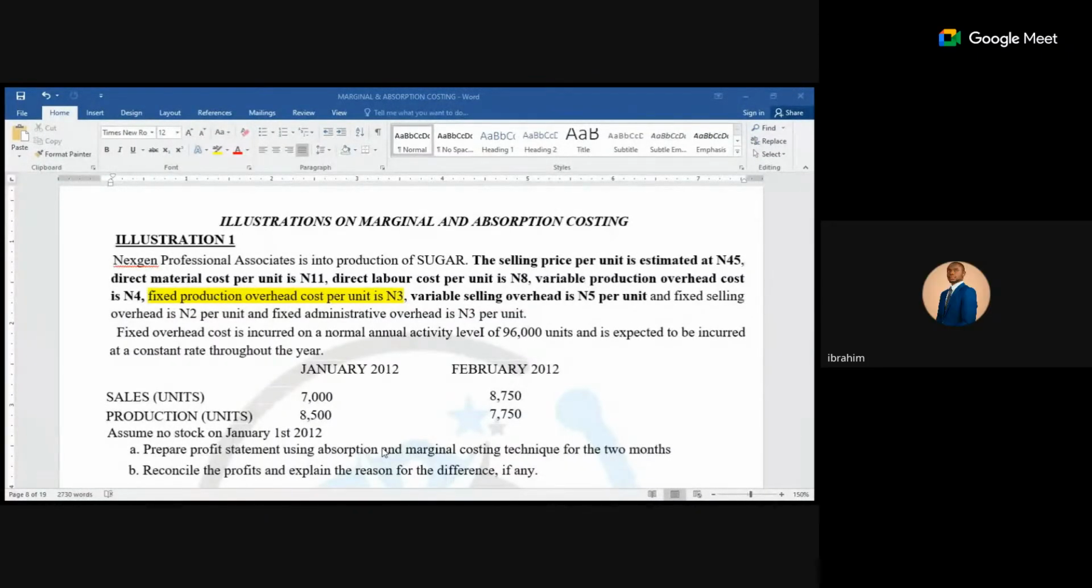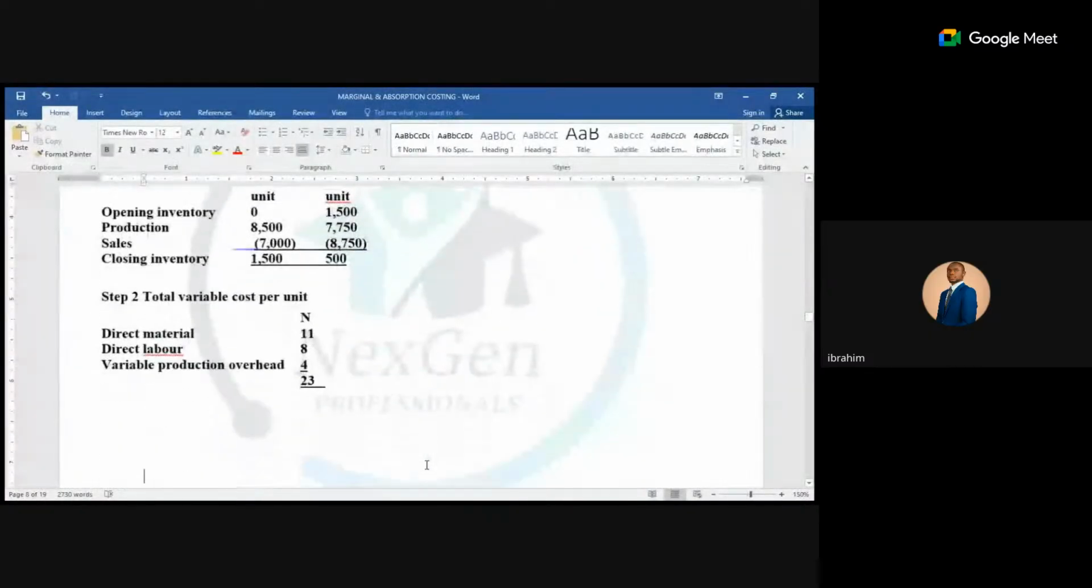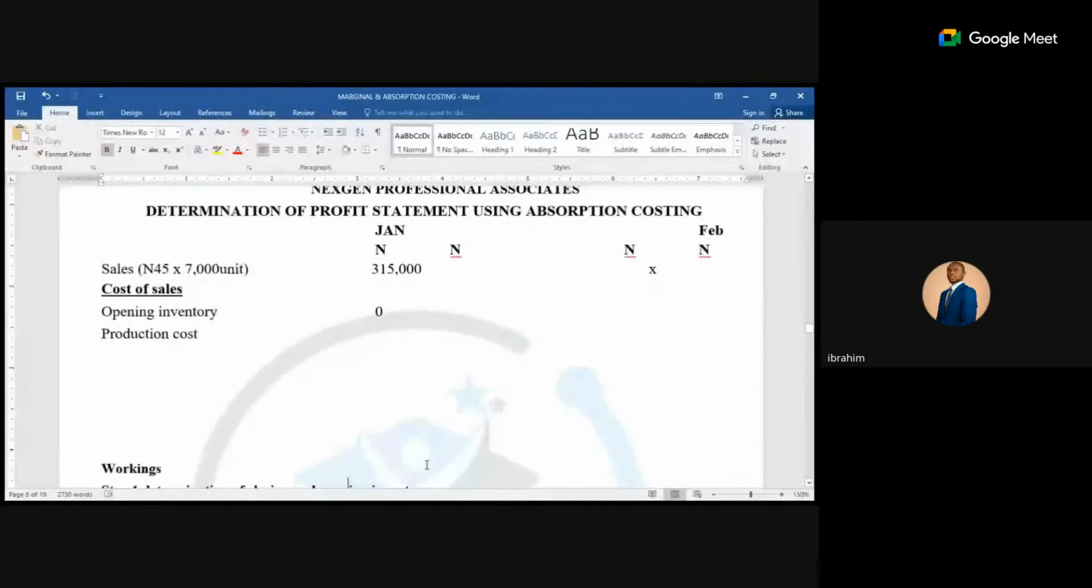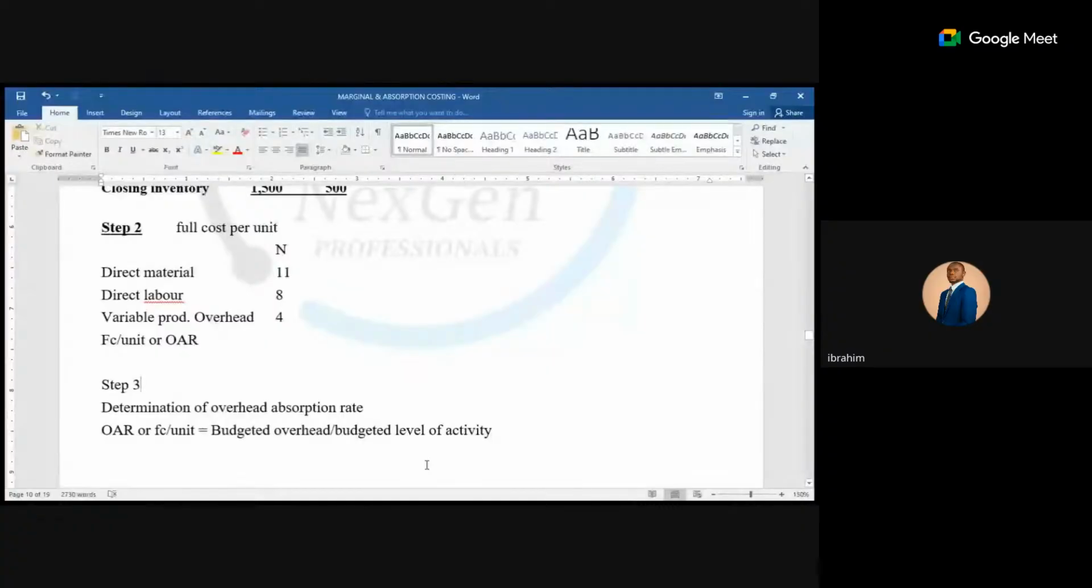Class, are we still together, please? Yeah, we're together. Yes, sir. Okay, that's fine. So we now move on. So the fixed production overhead cost per unit is given to be 3 naira, right? So we don't need to calculate the OAR. It is given in the question, 3 naira per unit. So what is the total full cost?